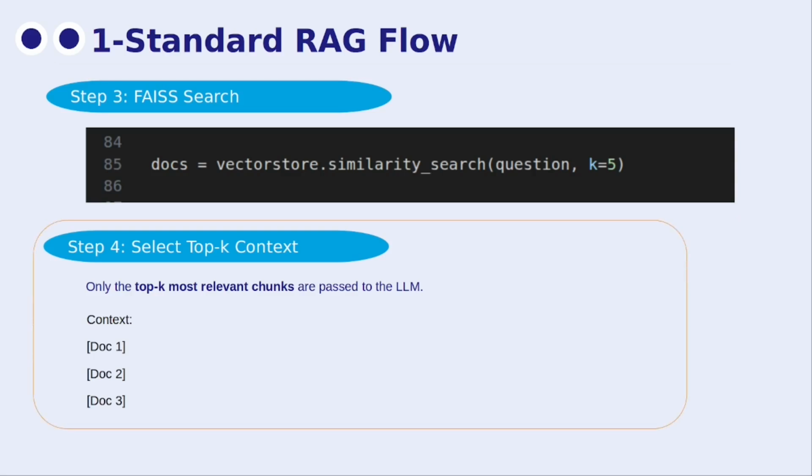Step number 4, select top K context. Next, we select the top K chunks. These chunks become the context for the LLM. This step is extremely important. Most RAG systems fail right here. Too little context means missing information. Too much context means the LLM gets confused.